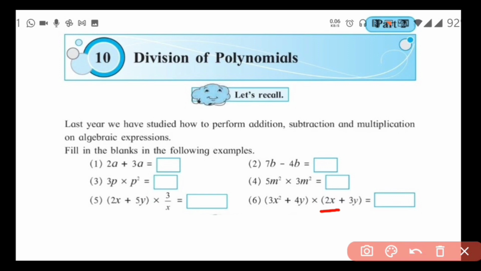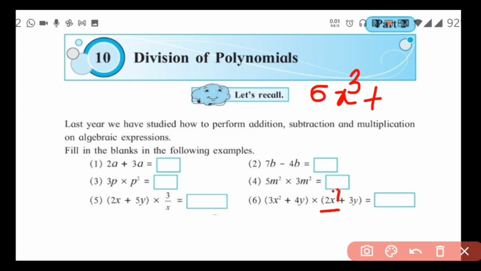2x into 3x square, we will be getting 2 3s are 6, and x square into x. X is common and square, and here nothing is there, means 1 is there in the 2x. So we have to add the indices, common base, we have to add the indices, square and 1. So 2 plus 1, 6x cube we will be getting. Then plus sign is there, so plus sign we have to write.